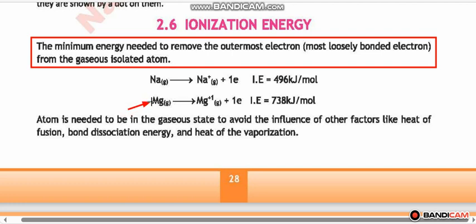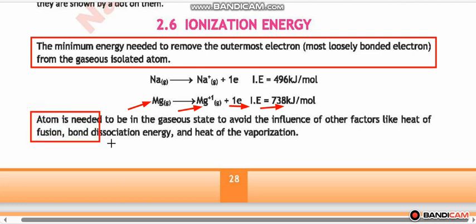Magnesium is present in group number 2 of the periodic table. It contains 2 electrons in its outermost shell, but when we give 736 kilojoule energy to this atom, then only one electron is released and we get a magnesium plus 1 ion. Remember that there are 2 electrons in the valence shell of magnesium, so we are able to remove 2 electrons.